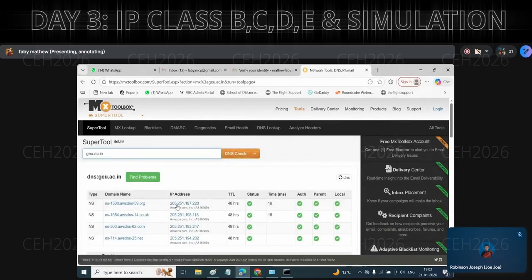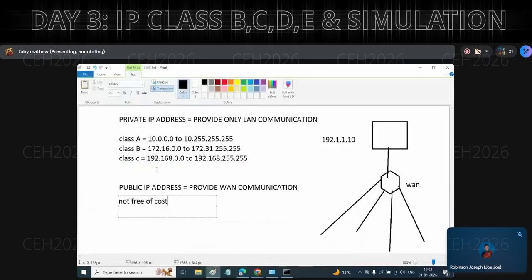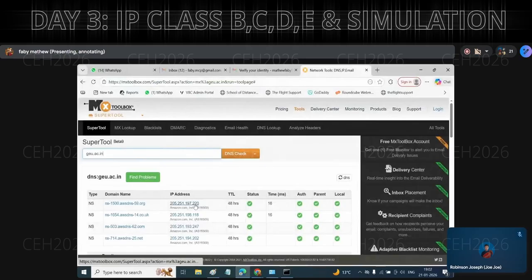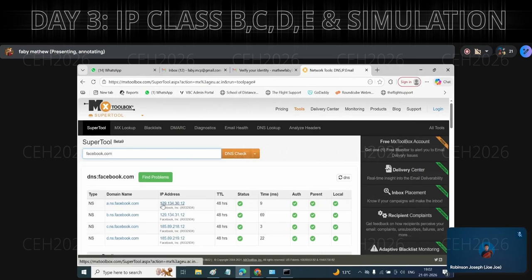See, in the first octet, what is the value? 205. So 205 is not a part of private IP address. So this is a public IP address. Suppose Facebook: 129, 185. It is also not a part of private IP address. Any particular domain, whatever you want to check, google.com.